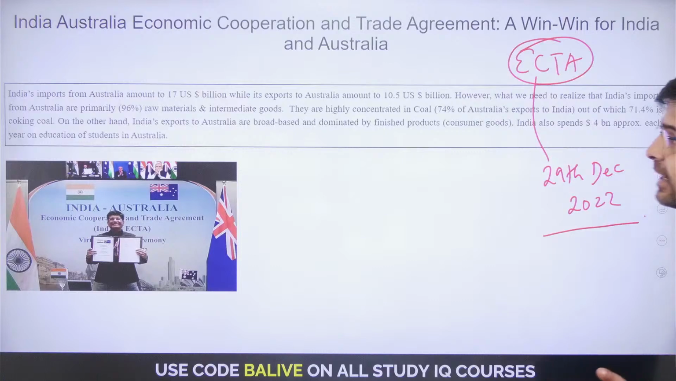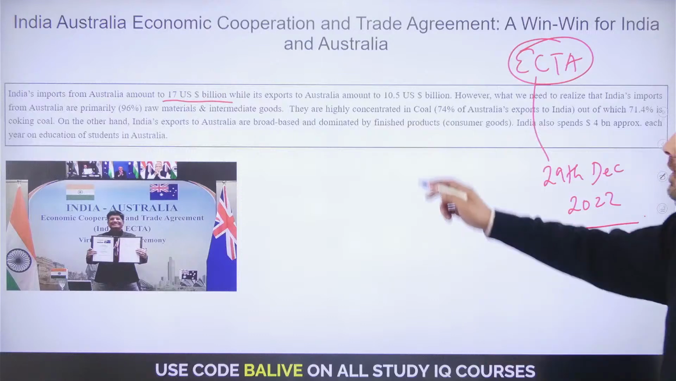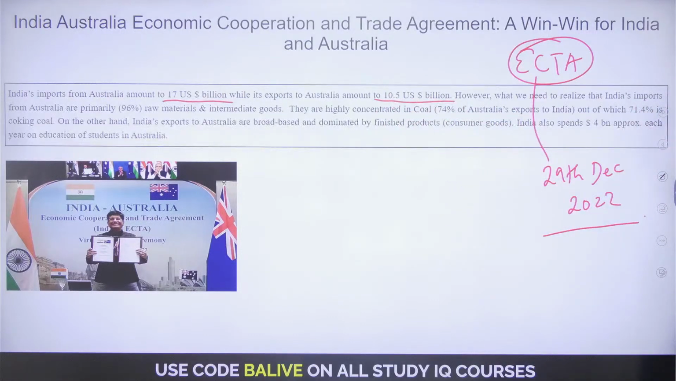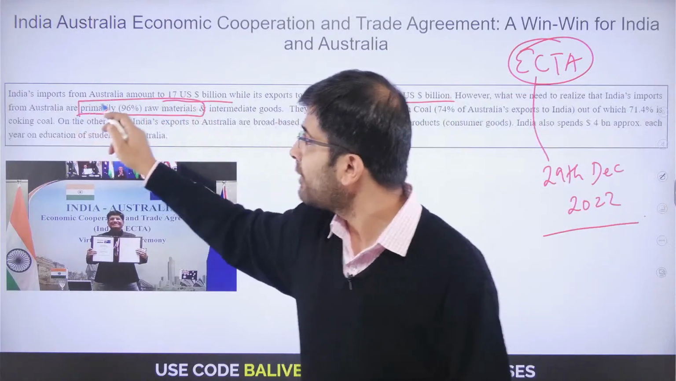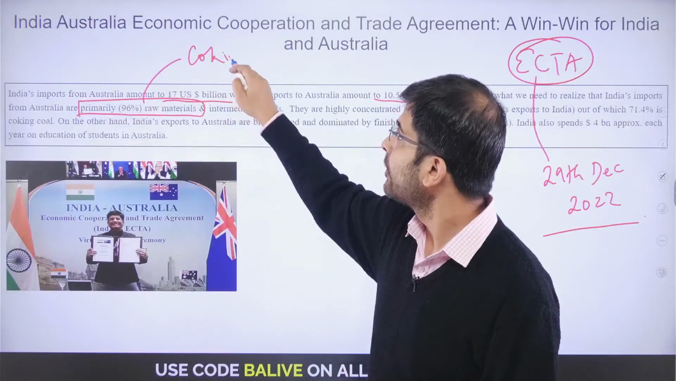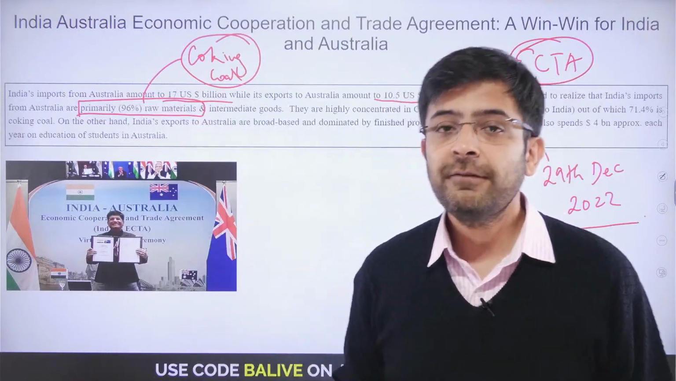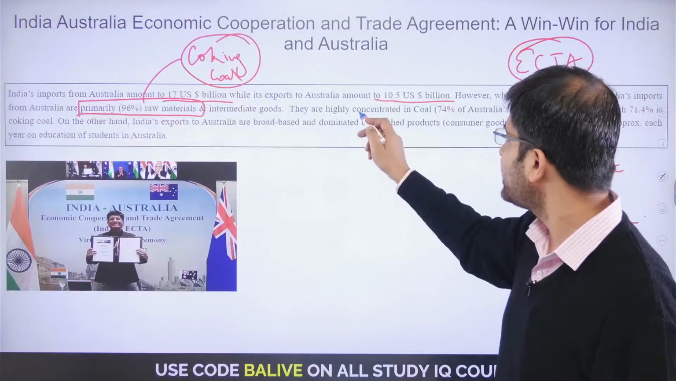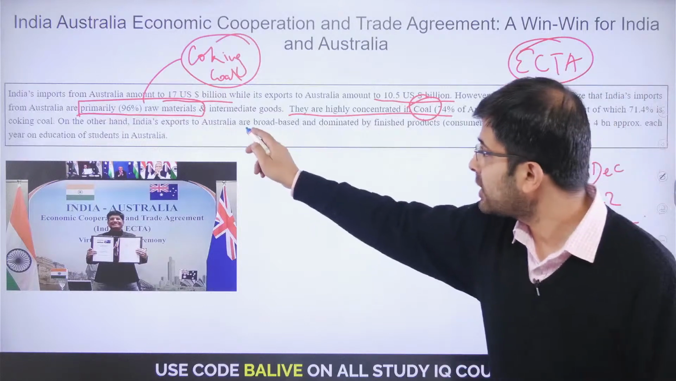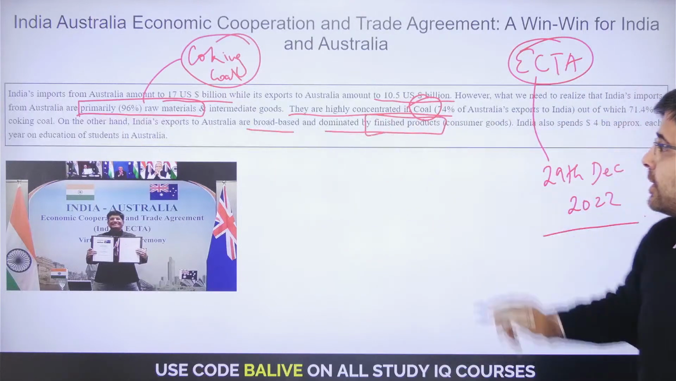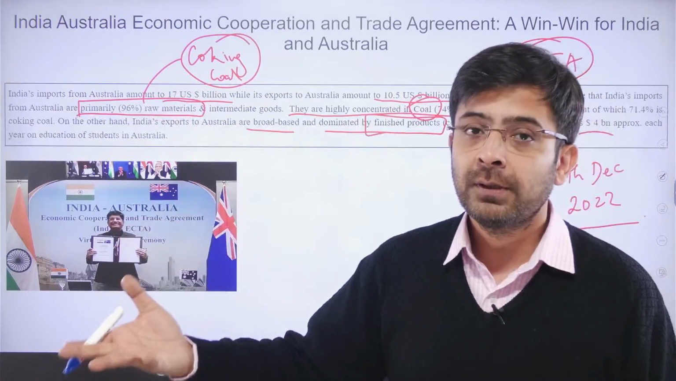Now let's understand some basic facts here. India's imports from Australia amount to 17 billion US dollars, and exports 10.5 billion US dollars. India's imports are primarily raw materials. What we are importing the most is coking coal, in fact. What we are sending out is finished goods. The highly concentrated imports are coal, whereas our exports are broad-based and dominated by finished products. India also spends 4 billion on students who go to Australia for education.